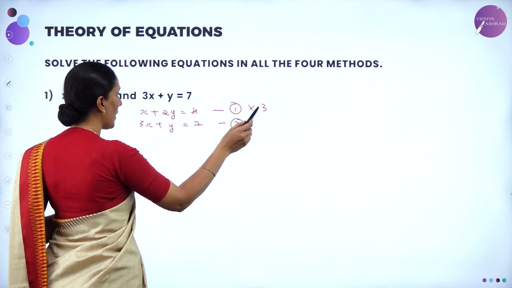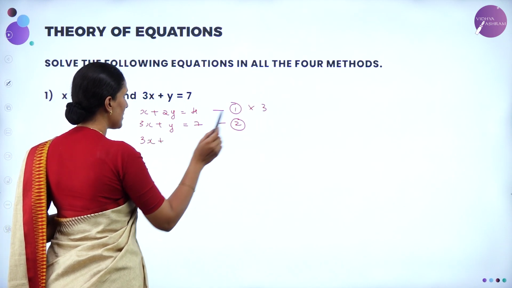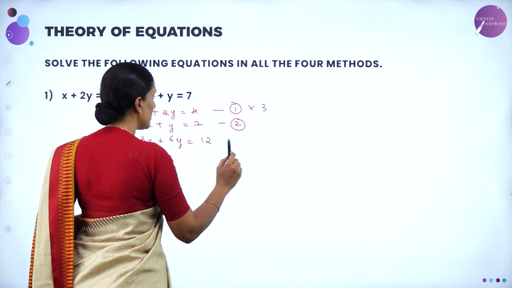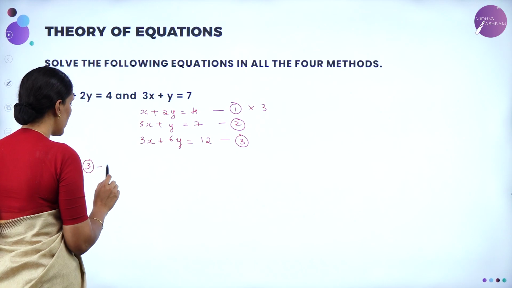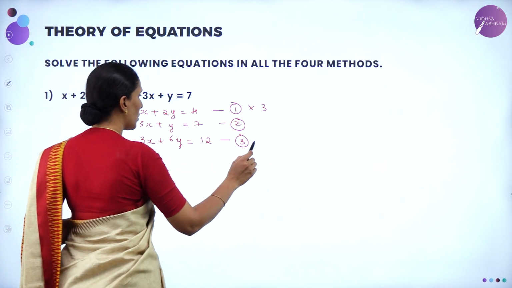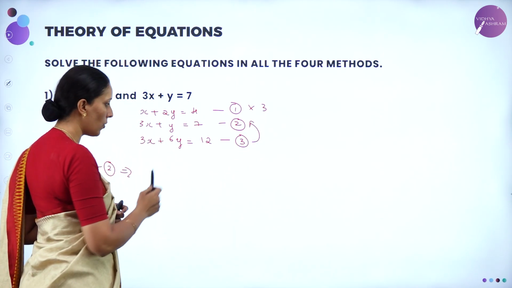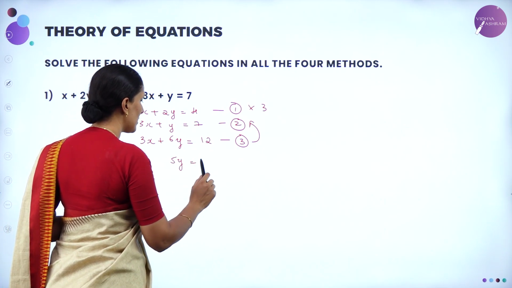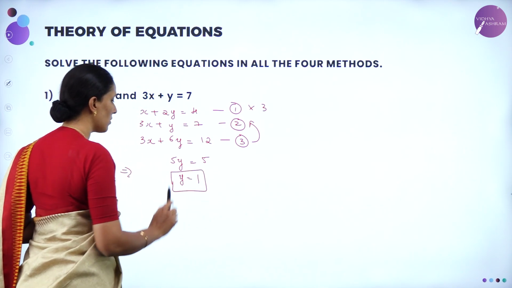So once I multiply equation 1 by 3, I'll get the equation as 3x + 3 × 2, which is 6y, 3 × 4 is 12. So this is equation 3. Now I'll subtract equation 2 from equation 3. 3x − 3x is 0, 6y − y is 5y, 12 − 7 is 5. So using this also, we'll get y = 1.